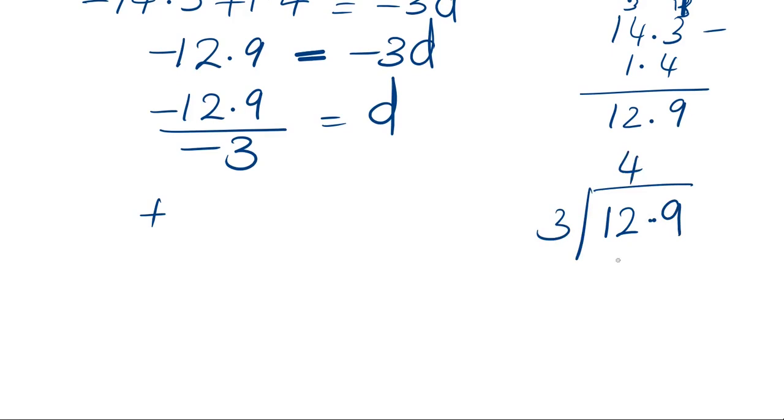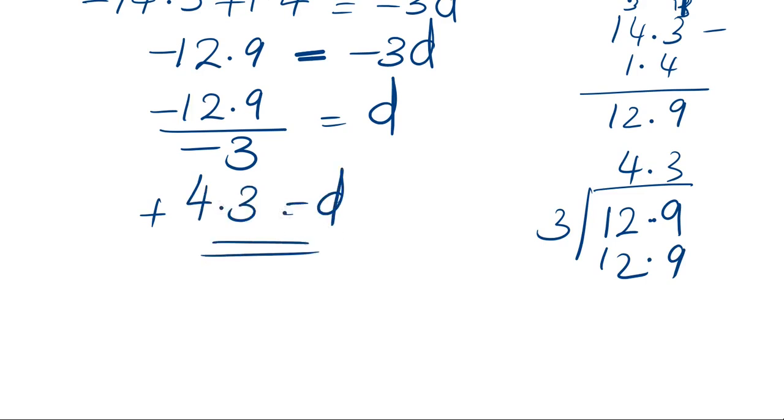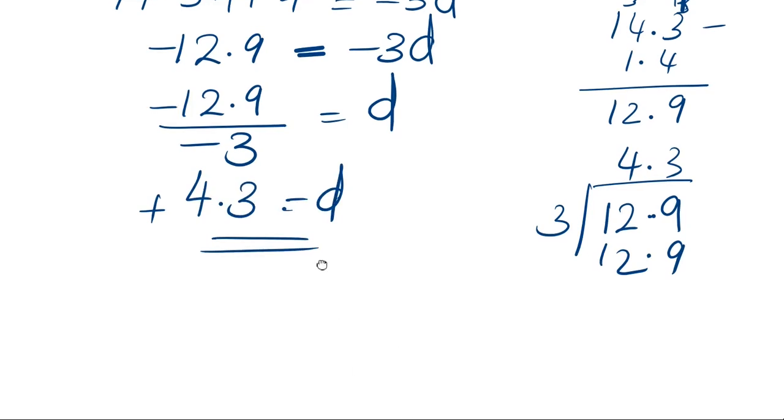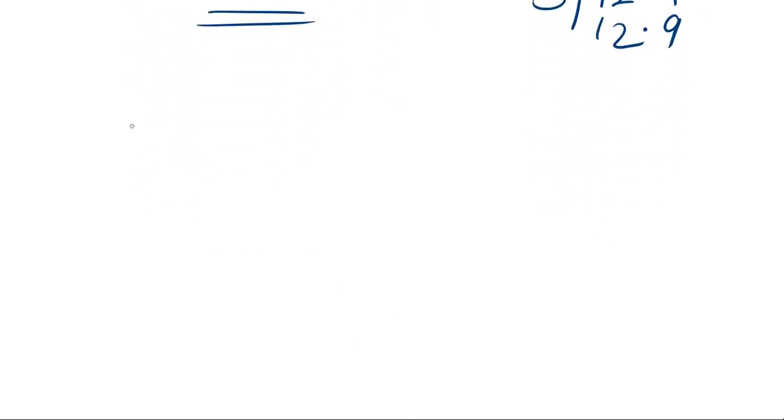So 4 times 3 is 12. Decimal is here. 3 times 3 is 9. So the answer is plus 4.3. d is equal to positive 4.3. Okay. We can check one more example.